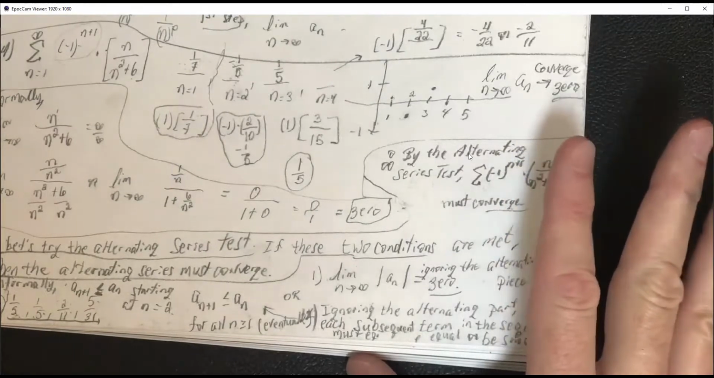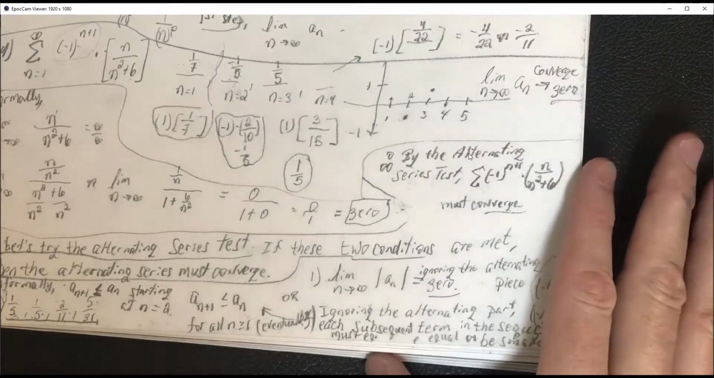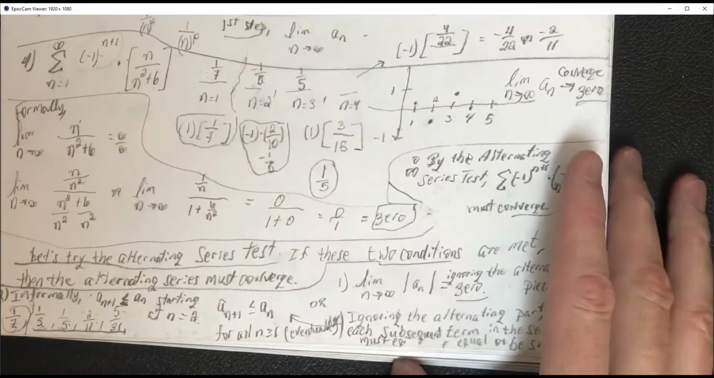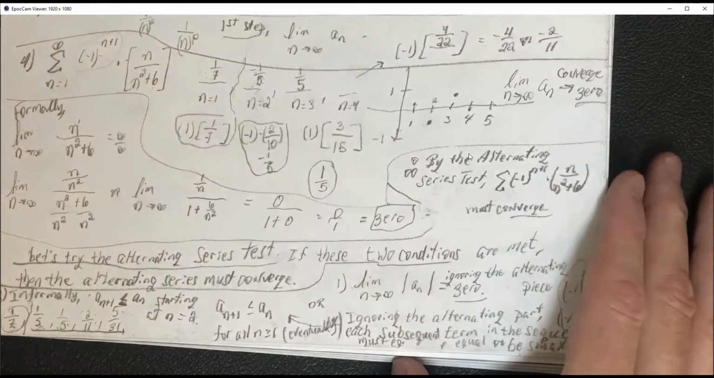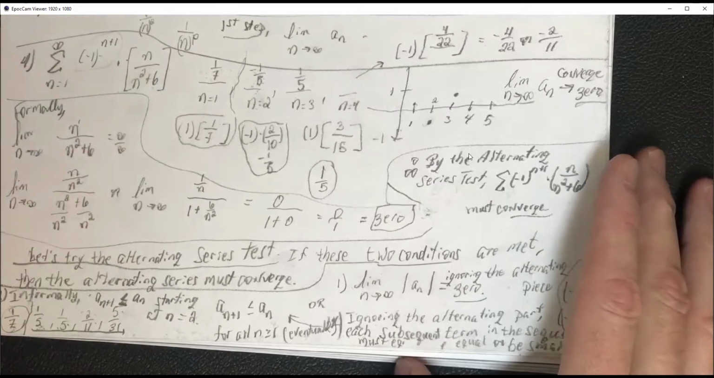Does that help? Yes, so the second condition took effect at n equals 2. Say it again. The second condition took effect at n equals 2. Doesn't necessarily mean that n equals 1 was out of the sequence. Correct.